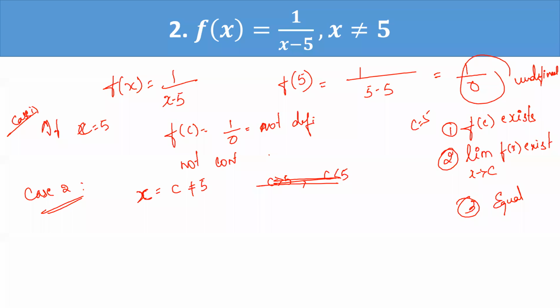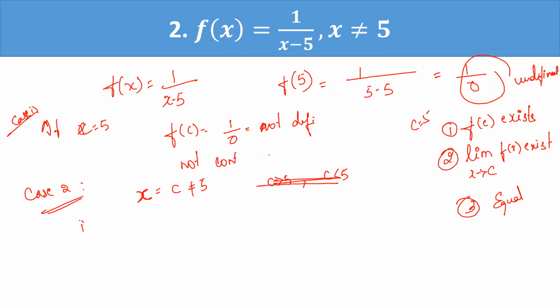So you don't have to verify separately what happens when c is greater than 5 and what happens when c is less than 5, because the function is the same in the entire domain. It is 1 by x minus 5. So at c is equal to 5, the function is not continuous. Check at c not equal to 5.